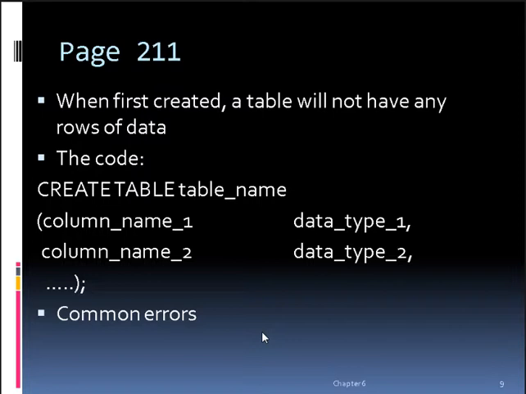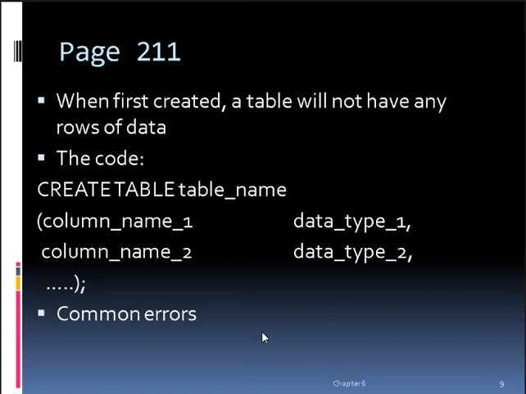When we first create a table, obviously there won't be any rows associated with that table. We haven't put in any data. A quick refresher, we use the keywords create table, then the table name, and then we outline our table by using column names or attributes and the actual data type that that attribute will contain.